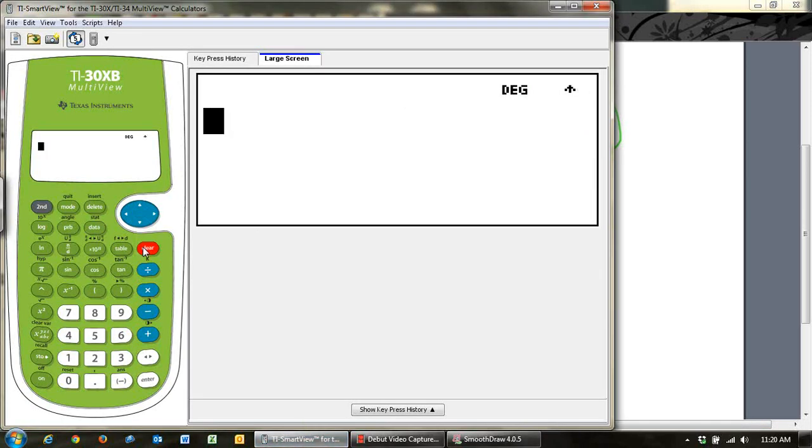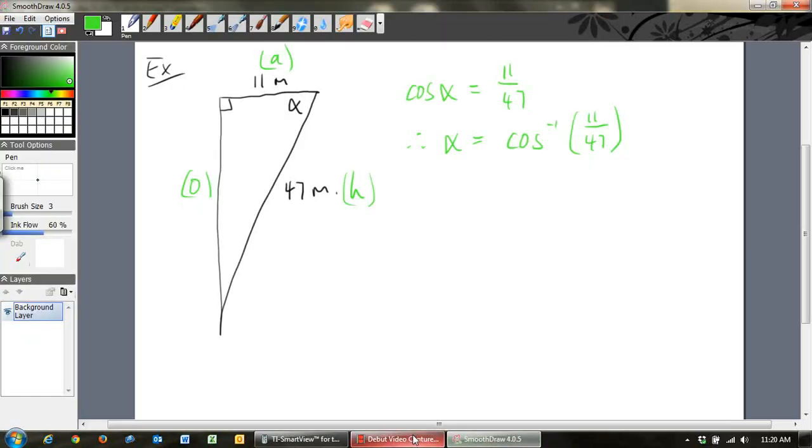11 over 47. So we want cos⁻¹, so second cos, and we want, I've forgotten already, 11 over 47. So I put a fraction in there, we've got 11, press down to get to the bottom, 47, press across to get out of the fraction, close the bracket off. I don't know if you need to close the bracket, it probably doesn't matter, but always good to, just in case you stuff something up. And our angle is equal to 76.46 degrees. That's the size of that angle there.